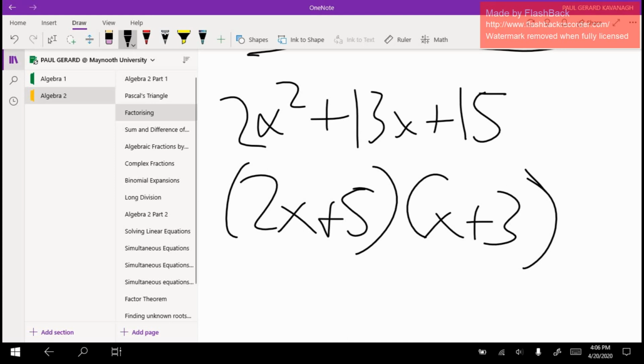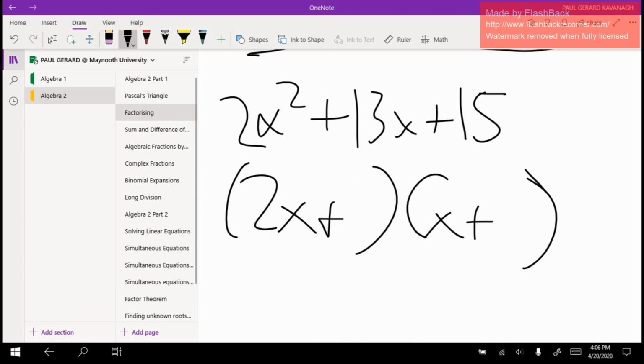Well, you have 2x multiplied by x to give 2x squared. 2x by 3, that's 6x. 5 and x is 5x. 5 and 3 is 15. And okay, you add the 6x and the 5x, that's going to give 11x, okay? Oh, not okay. That's 13x, not 11x, so that's wrong. So in conclusion, we are going to swap the numbers.